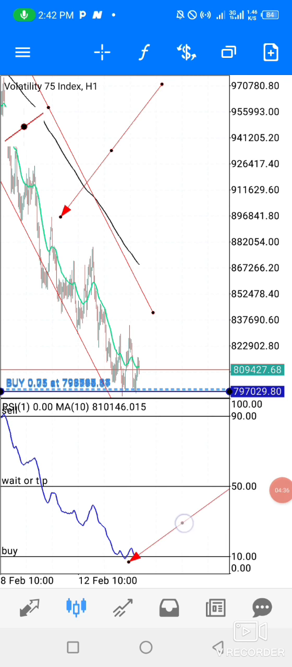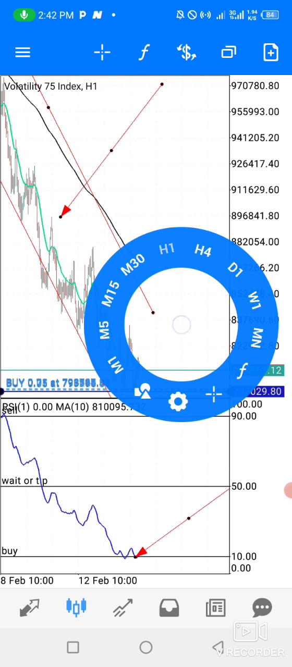So that's what made me choose H1. Don't do this in a lower time frame, please. It doesn't work there, because in a lower time frame the market has a lot of noise. It will keep creating lower lows. Please go to H1 and H4 to do that.